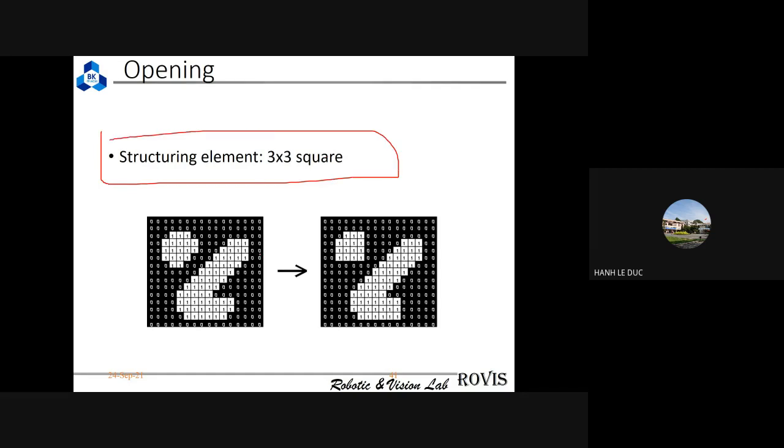So what is the result? The result is here, right? So what can it do? It eliminates protrusion, right? And then the shape here you can see is still similar, right? Still similar.